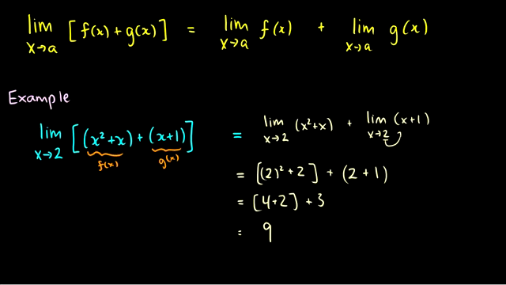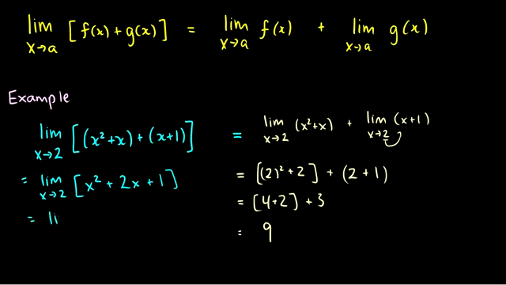But let's add these functions together. So let's simplify this first. x squared plus x plus 1. Well, this is just the same thing as the limit as x goes to 2 of x squared. We'll group our x's together and make 2x, and then add 1. So now we've combined the functions. This is f of x plus g of x now. And let's take the limit as x goes to 2, so we can just plug in 2. So this will be 2 squared plus 2 times 2 plus 1, which is just equal to 4 plus 4 plus 1, which is equal to 9.